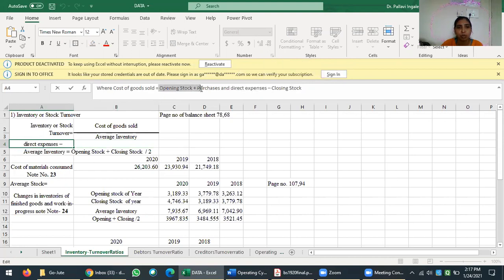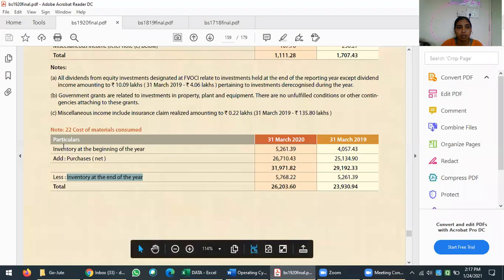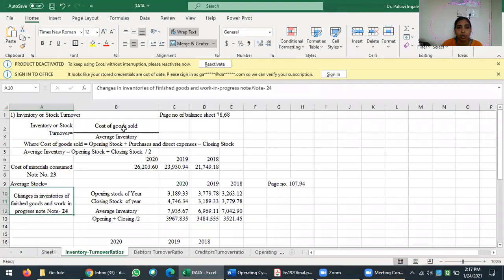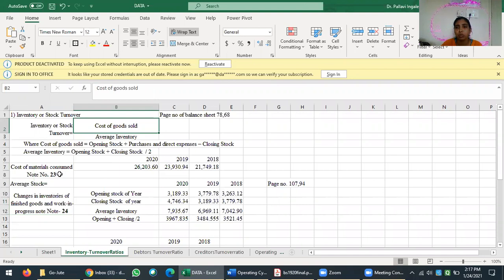But opening plus purchase minus closing, it is happening here. Opening, purchase, minus closing inventory at the end of the year. So it is correct, means cost of material consumed is equal to cost of goods sold. I hope everybody is clear up to this. For the cost of goods sold, we are going to use the cost of material consumed from the standalone balance sheet for the 3 years.